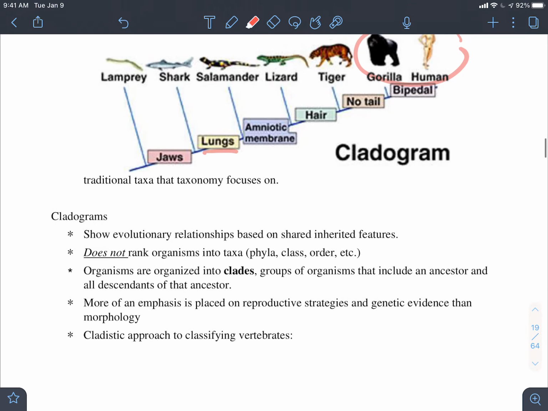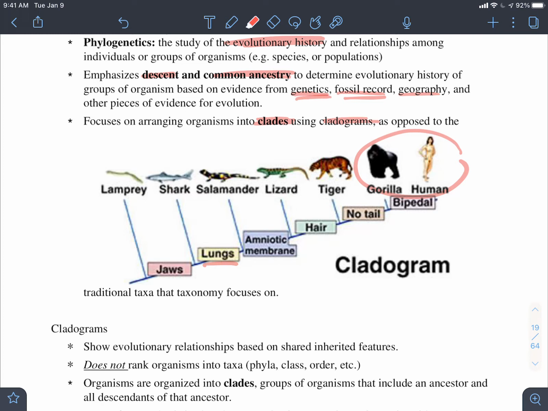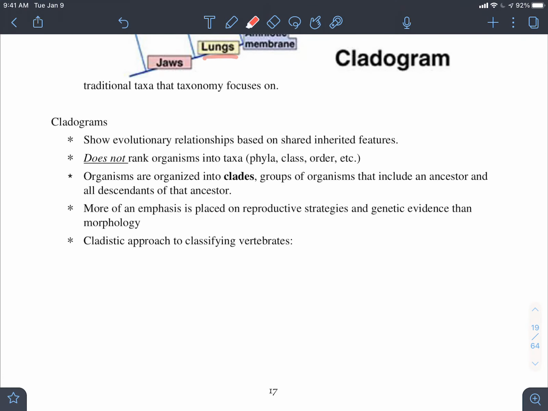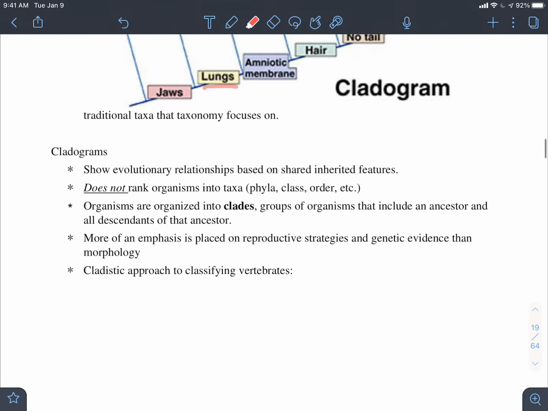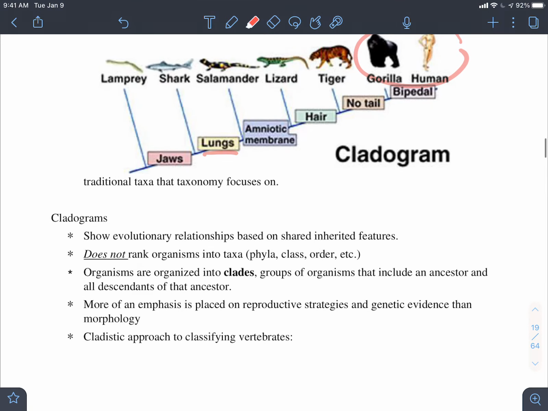So this cladogram is not just based on the traits, but they can also be placed on geographic location, fossil records, genetics, geography, and other pieces of evidence. So once again, they show the evolutionary relationship. They do not rank in terms of taxa, so we do not see the terminology of the phyla, the class, the order. That's all gone in the cladogram.